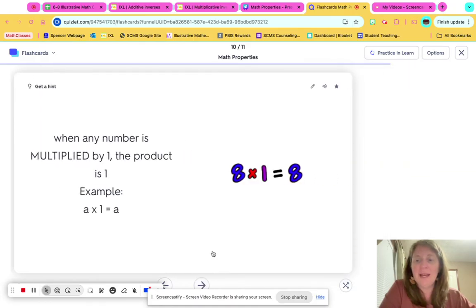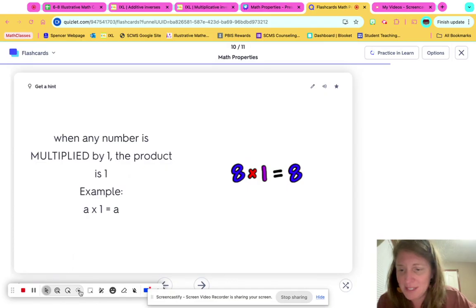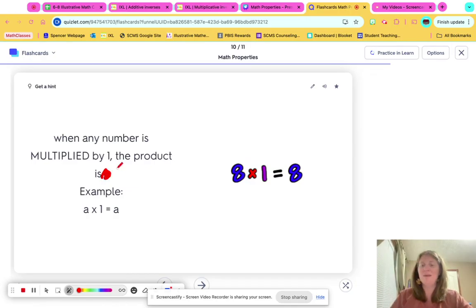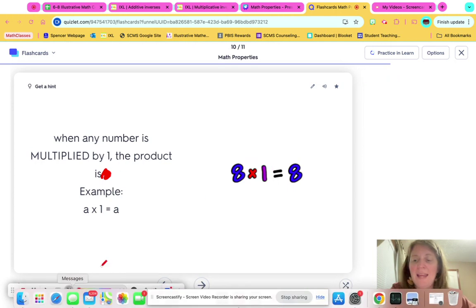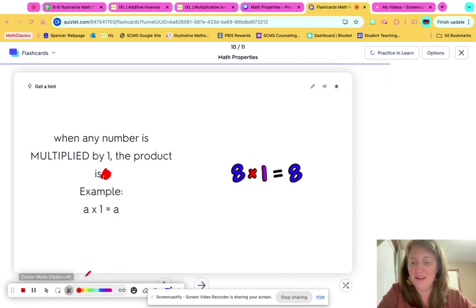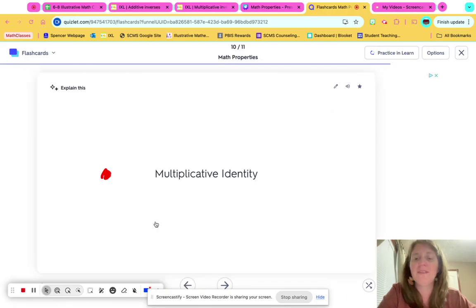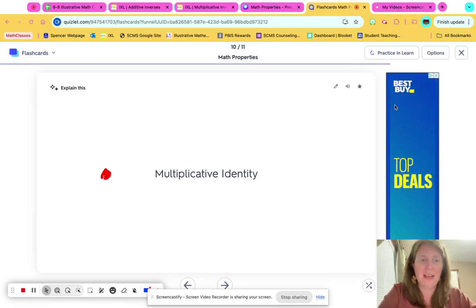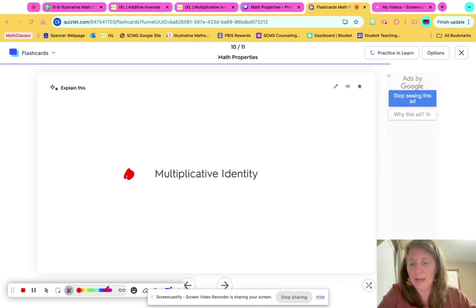Next one. When any number is multiplied by 1, the product, no, that's wrong. The product is not 1. Let's fix that. When any number is multiplied by 1, the product is that number. So any number is multiplied by 1, the product is that number. A times 1 equals A, or 8 times 1 equals 8. Hopefully you have a chance to get that right while I was fixing it on my end. And the correct answer is multiplicative identity, or identity property of multiplication. And usually you're going to hear it said the identity property of multiplication, but you also can hear it as multiplicative identity. All right, let me erase, because I didn't want that to be wrong.